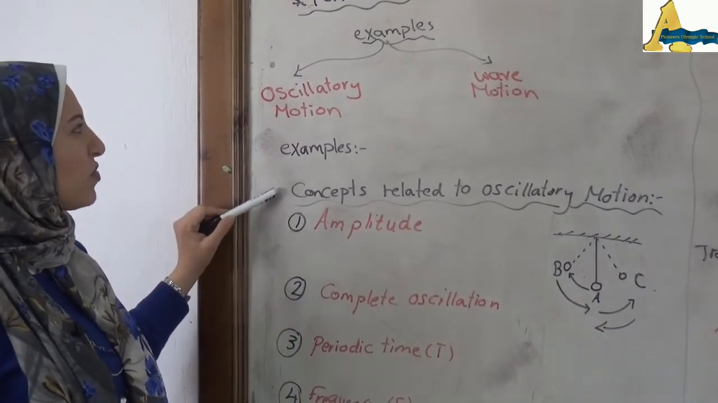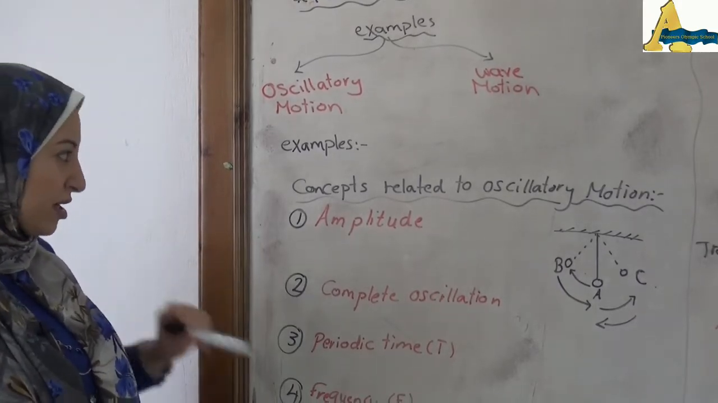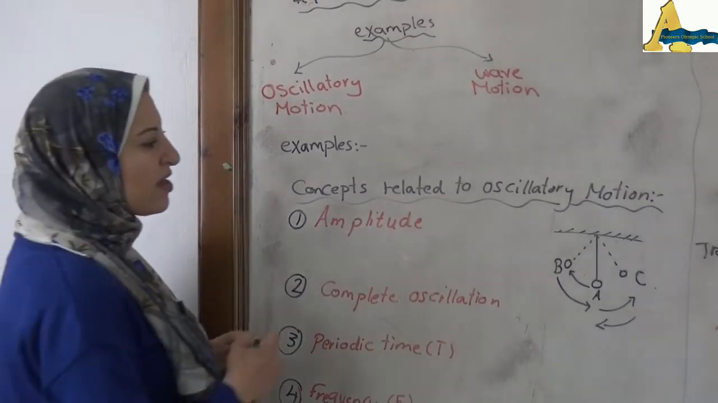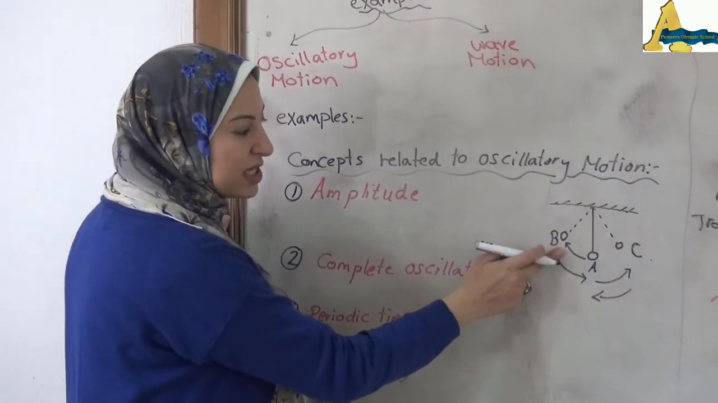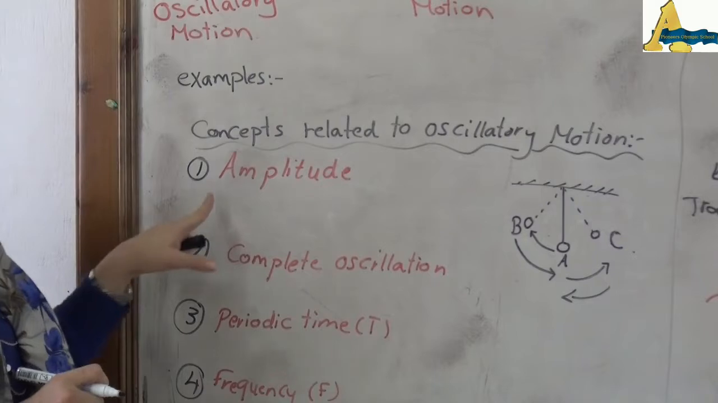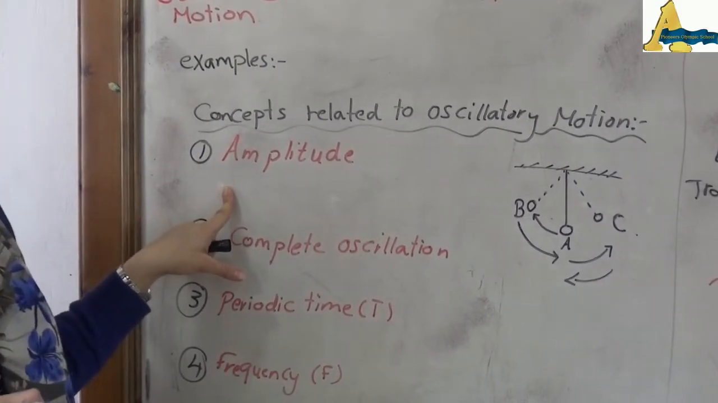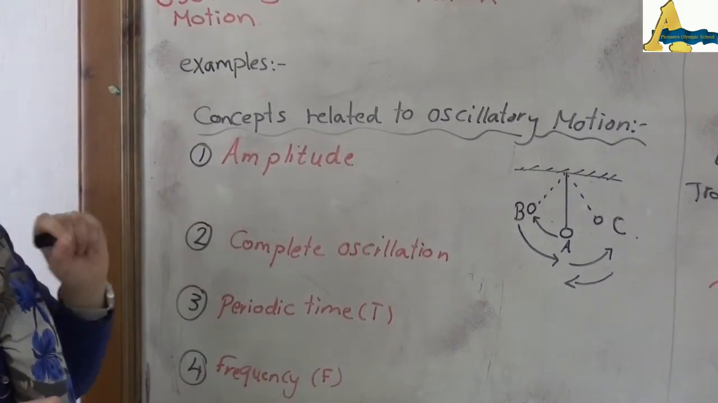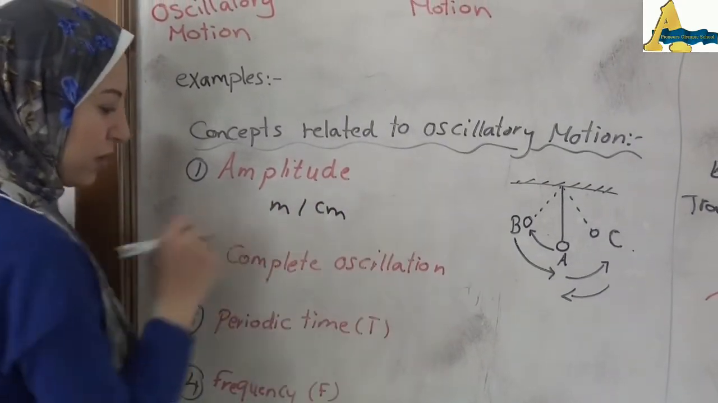We have some concepts related to the oscillatory motion, and we said that they are divided into four concepts. Number one, amplitude. The maximum displacement, the maximum distance reached by this oscillating body away from its original position is known as amplitude. So amplitude is the maximum displacement done by the oscillating body away from its original position. As we said that it's distance, it's measured in meter or centimeter.